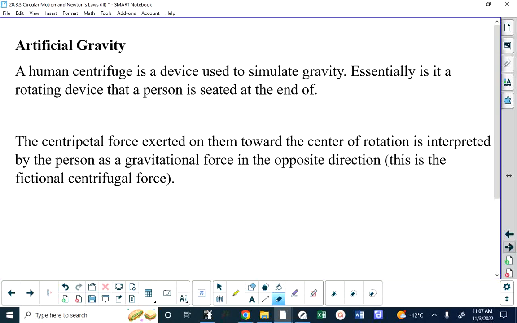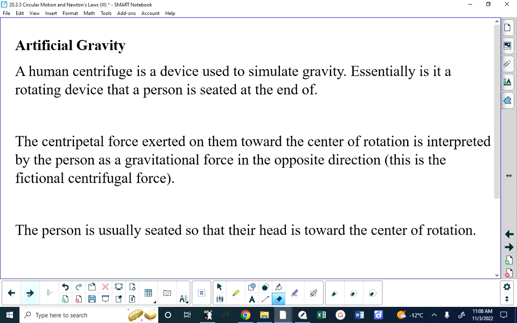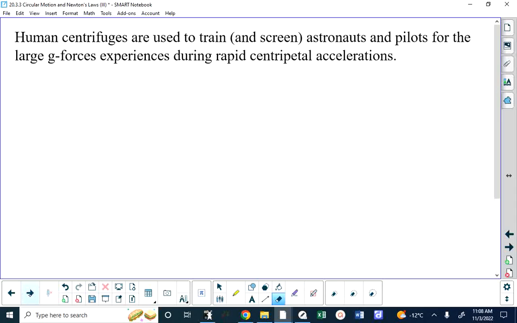And how many of you have heard of centrifugal forces? It's an imaginary force. It means center fleeing. So when you're in a car and you're traveling very fast and the driver turns left, you feel force to the right, don't you? But you're not. It's just the car is forced in the opposite direction, so you feel force to the right. We don't want to talk about centrifugal forces, but I've got it here because sooner or later somebody says, well, what's a centrifugal force? It's an imaginary force. It's what we perceive. So the person is usually seated so their head is towards the center of the rotation.